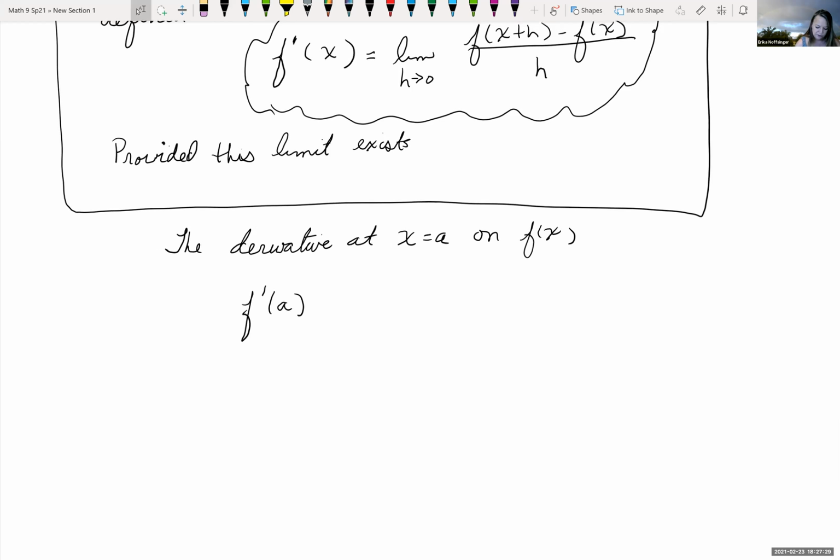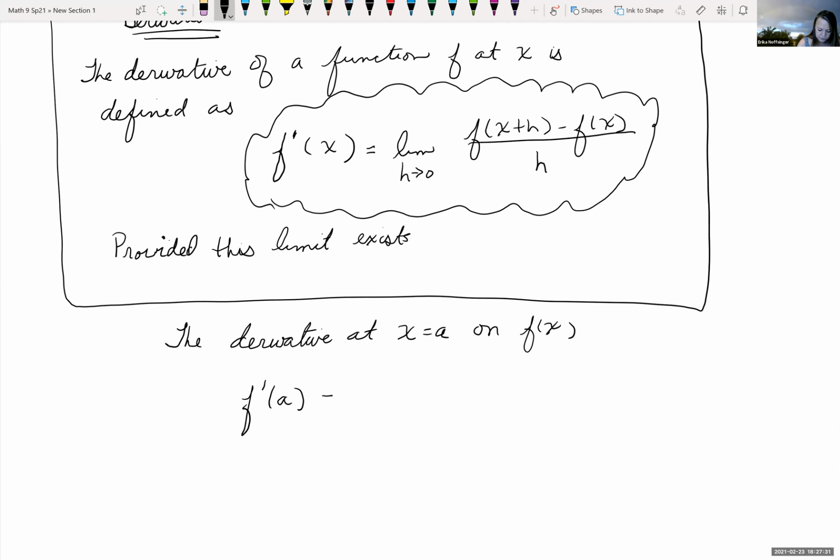And just like we were doing before, this is equal to the limit as h goes to 0. But instead of putting in an x here, we're putting in a. So this is f of a plus h minus f of a, all over h. Again, we have to provide it exists.